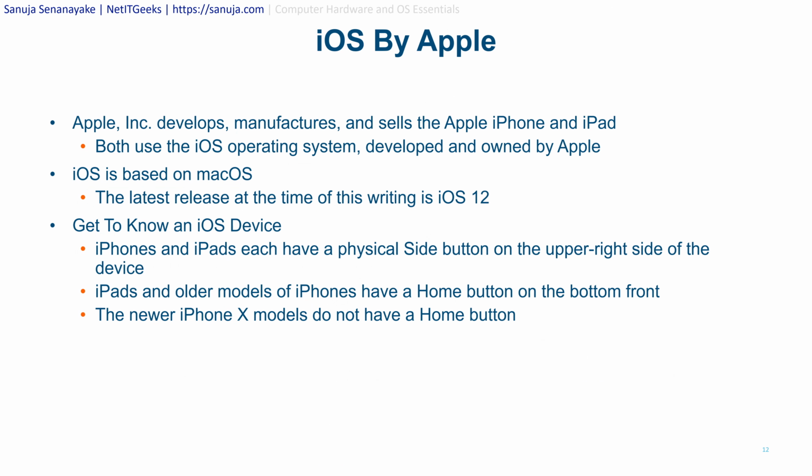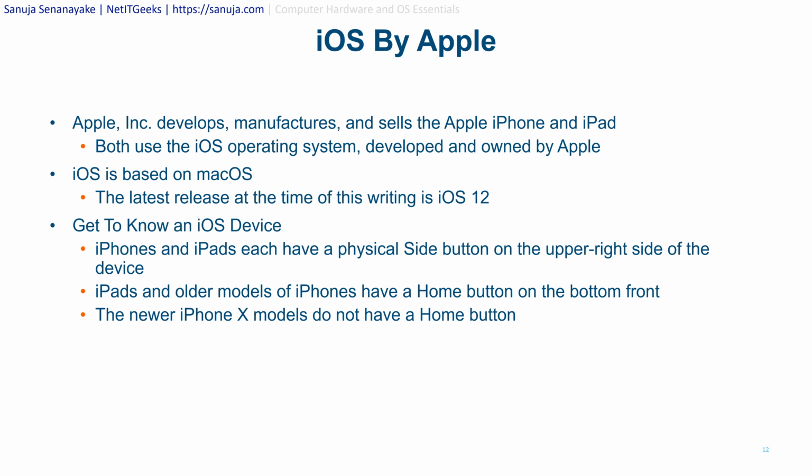Now we're going to switch gears to iOS by Apple. So Apple Inc. develops, manufactures, and sells Apple iPhones and iPads. So unlike Android, which is open source software developed by Google but used by multiple different manufacturers such as Samsung, HTC, LG, Huawei, etc., iOS is developed by Apple and it is only used in Apple products such as iPhones and iPads. So it is a proprietary closed source operating system.